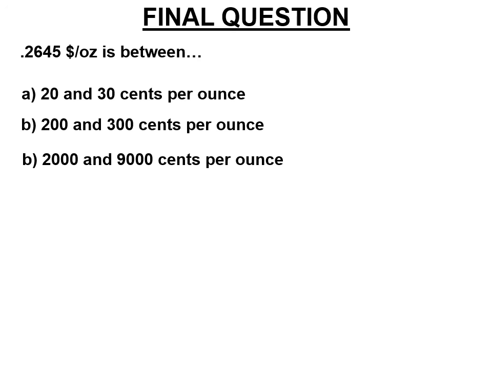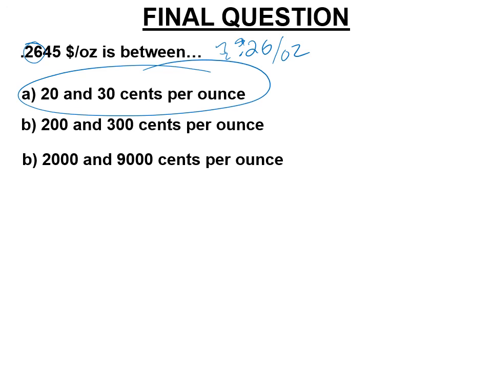All right, so what is that? Well, it's around 26 cents. And that's how you write, whoops, I've got to put the decimal point on the right side. That's how you write 26 cents per ounce. So which one is it between? It's between 20 and 30 cents per ounce.